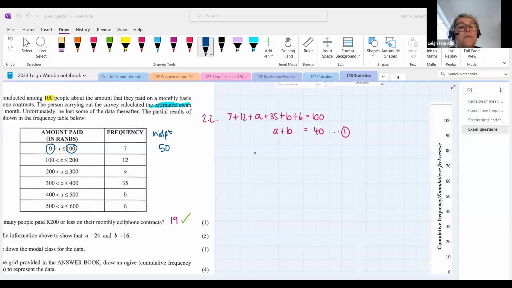So the midpoint of this column would be 150. The midpoint of this column would be 250. This one would be 350. This one would be 450. And this one would be 550. After you have found the midpoint of the column, or of the amount paid in rands, the next thing you have to do is take your midpoint and multiply it.